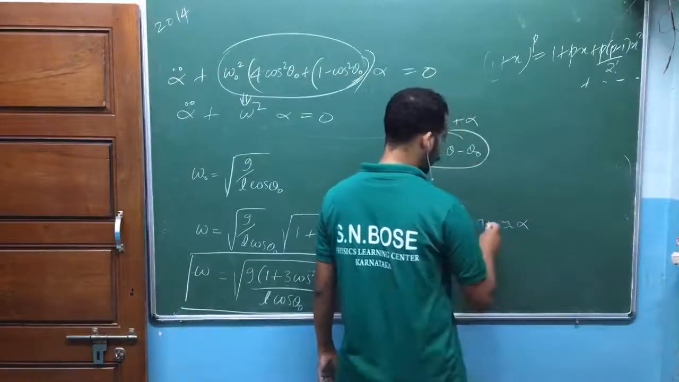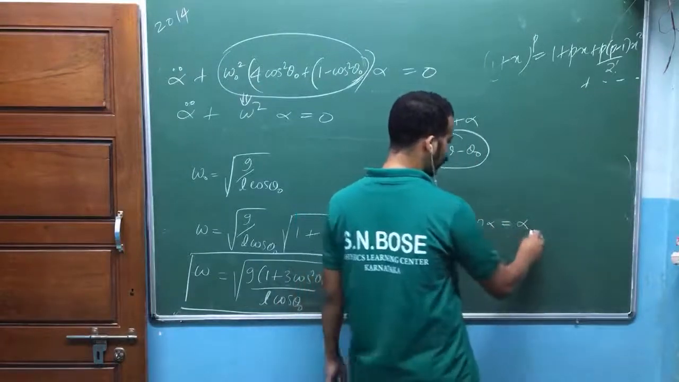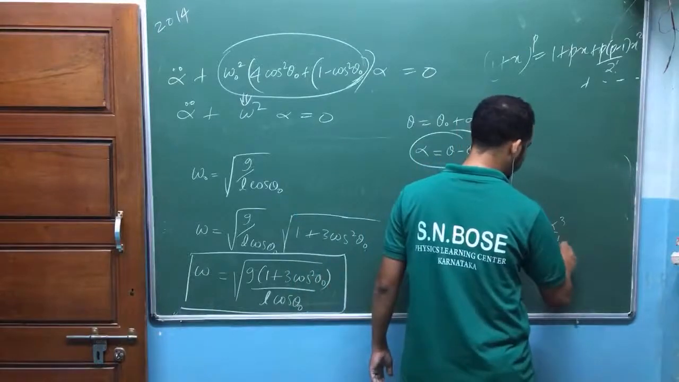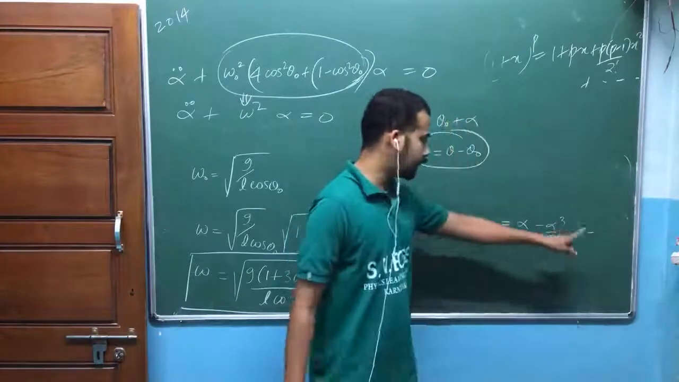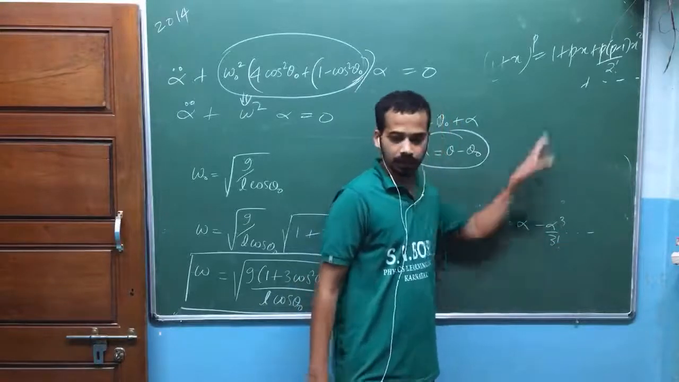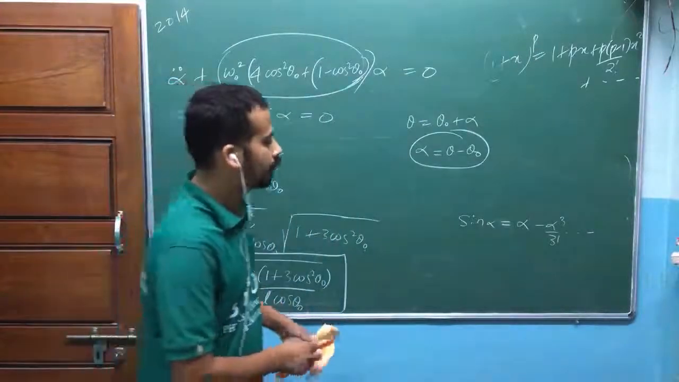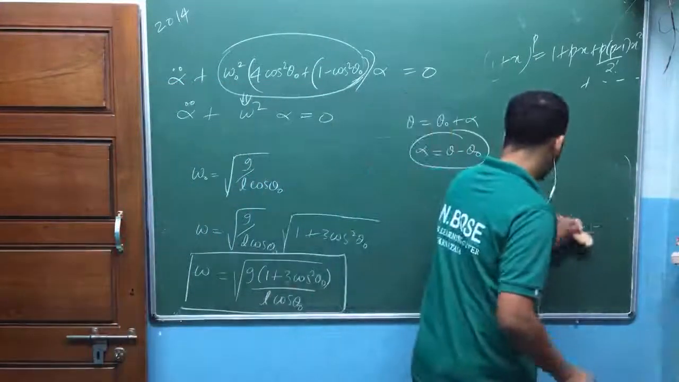Am I right? Suppose you take the power series expansion of sine alpha, that would be alpha minus alpha cube by 3 factorial and so on. Am I right? But we don't take higher terms. We take only the first term. We take first power in alpha. In all of our approximations, we kept only the first term in alpha, first power in alpha. Sin alpha, we have taken nearly equal to alpha.